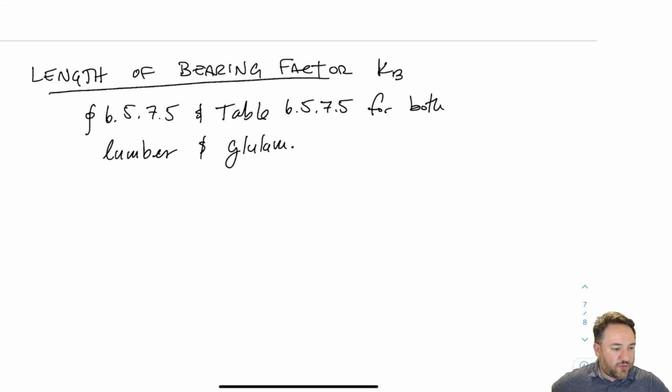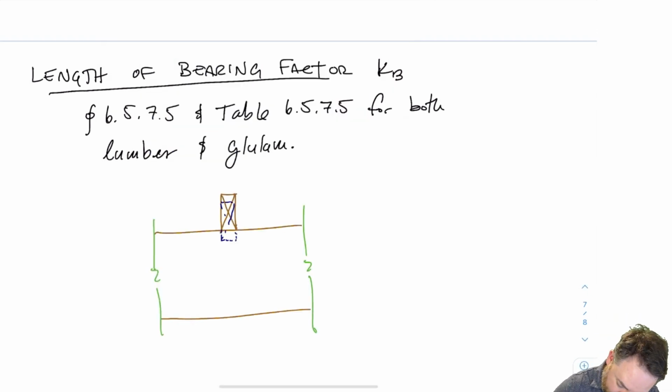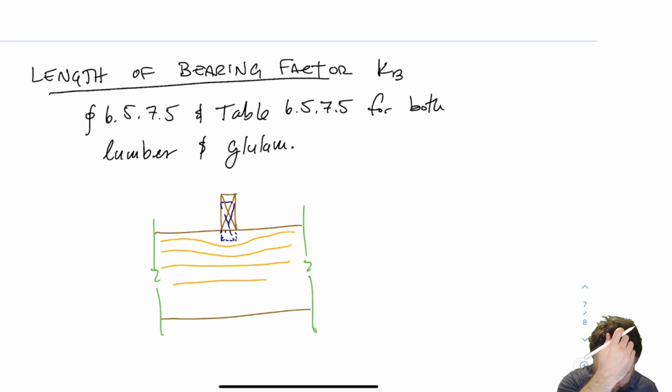So just like everything for bearing effects, it's basically identical for lumber and glulam. If you design a lumber beam, you go to these clauses and this table for calculating length of bearing factor. And in the glulam section, it just refers back to these exact same tables in chapter 6. So let's look at what this effect is. Okay, so we've seen something similar like this before.